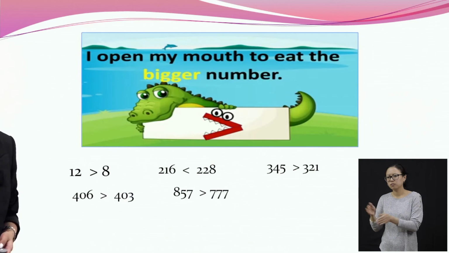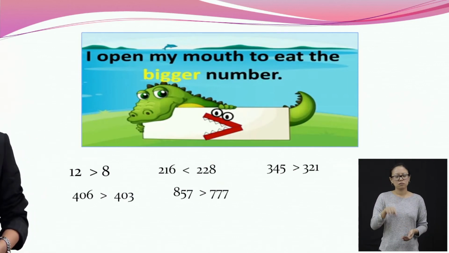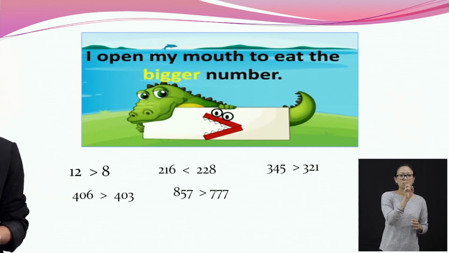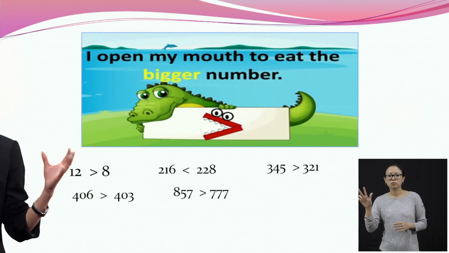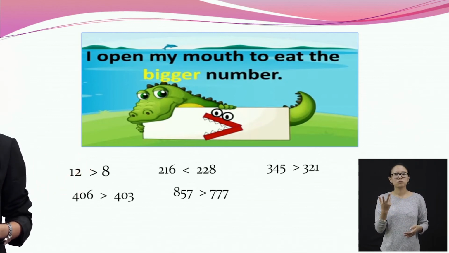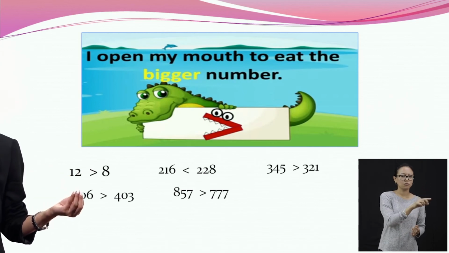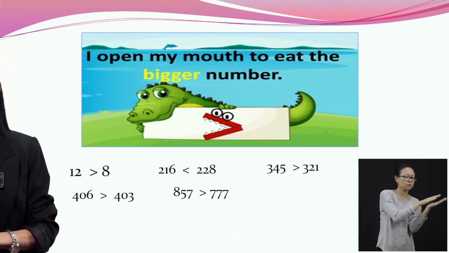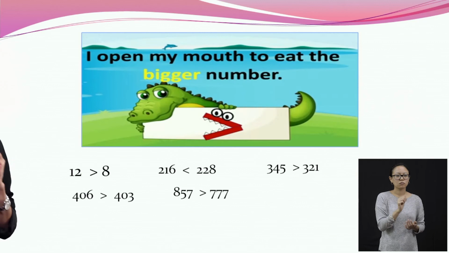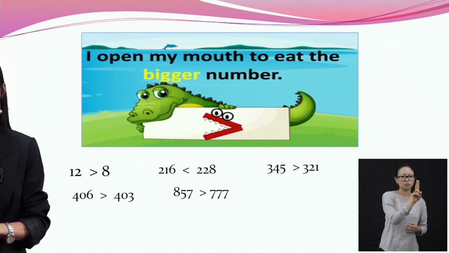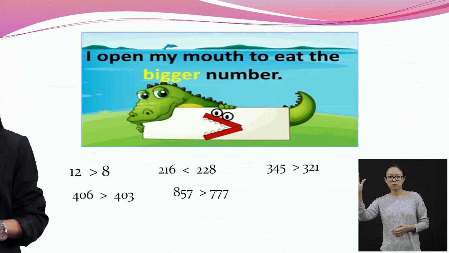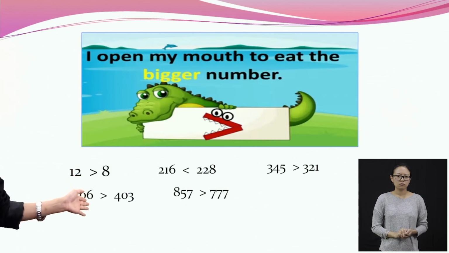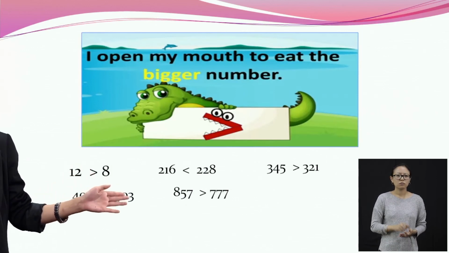So let's do some exercises here. 12 and 8. First you compare the numbers. Which one is greater? Obviously, 12 is greater. Now you can imagine the numbers as little groups of fishes: 12 fishes and 8 fishes. Like I said, which side will the alligator mouth be? Obviously, the alligator mouth will open towards the bigger number of fishes, that is 12. This is read as 12 is greater than 8.